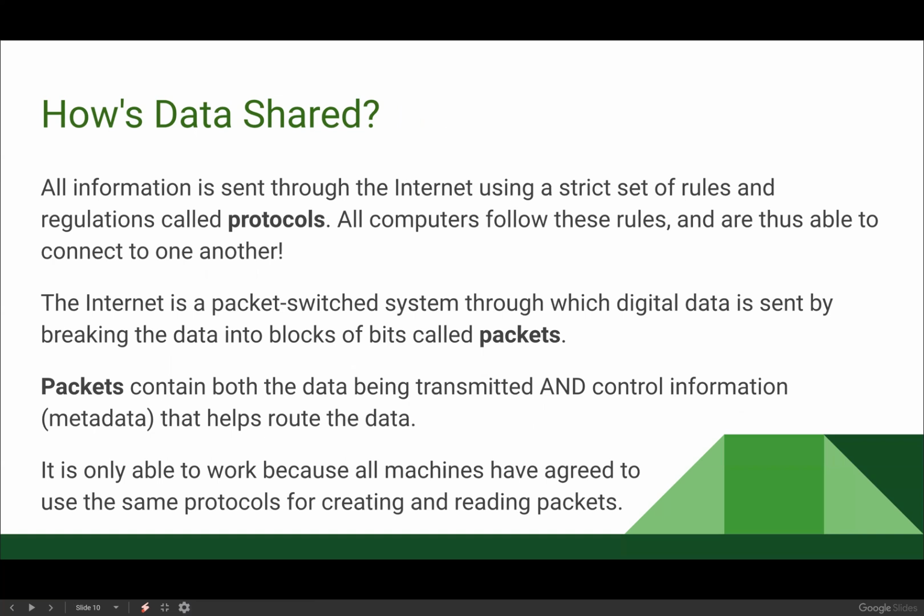Brief rundown of how the internet actually works. Basically, all information on the internet is in binary because that is how computers think, that is how computers communicate. So all information is sent through the internet using a very strict set of rules and regulations that are called protocols. All computers are going to follow this set of rules, so all of the computers know how to communicate with each other.